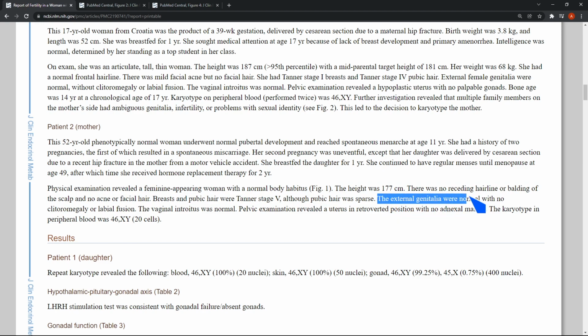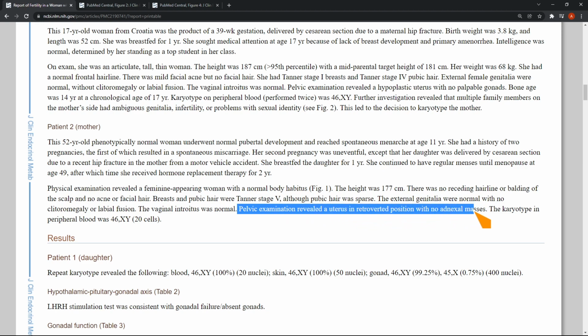The external genitalia were normal, with no clitoromegaly or labial fusion. Again, totally normal vulva. Vaginal introitus was normal. There was no fusing of the labia. Everything was fine, which is to be expected. She got pregnant twice. Pelvic examination revealed a uterus in a retroverted position with no adnexal masses.